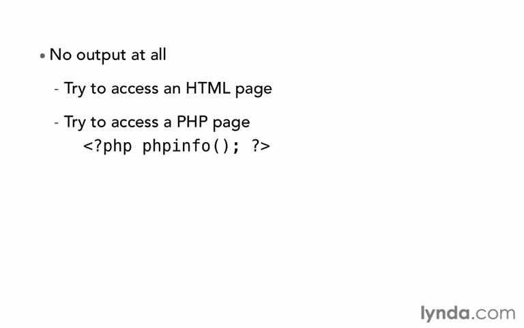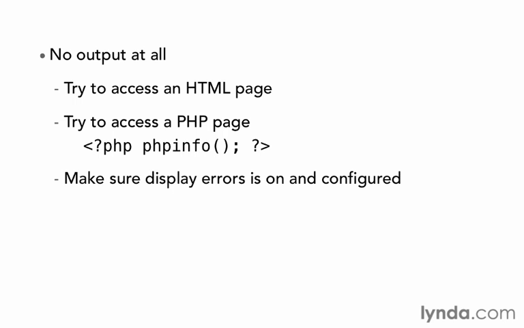Once we know that the web server is running, that it's finding files in the right place, that it can return those files, and that PHP is running, then the problem is probably in our code. You want to make sure that display errors is turned on and configured properly. We're going to talk more about that in the next movie. But you may be encountering an error and PHP just isn't showing you that error, so you're getting a blank page instead.